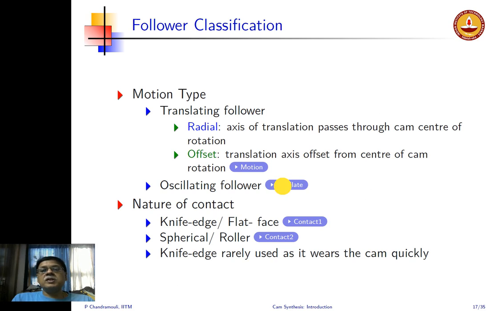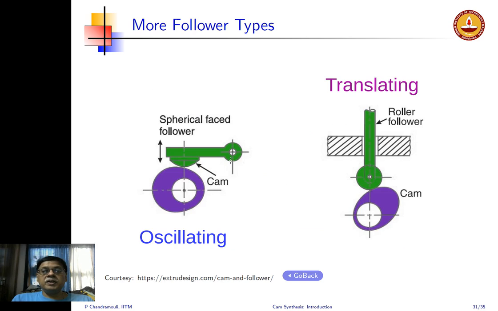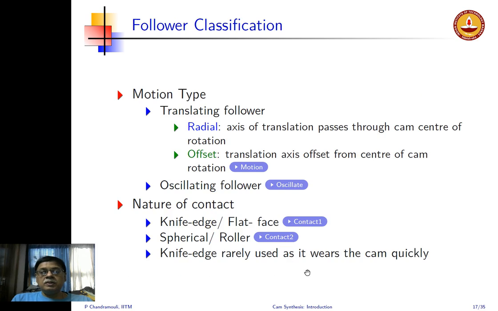You could also have an oscillating follower. So these are some examples where this is pivoted here, and as the cam rotates, the follower oscillates, rocks back and forth. So that is an oscillating follower, and that is one more type of mechanism that you can have. You can also classify based on the nature of contact. So the first classification is translating or oscillating, the follower motion. Within that, I can have a translating radial follower, an offset radial follower, and then an oscillating follower. Based on the contact, you have knife edge and flat face, which I showed you.